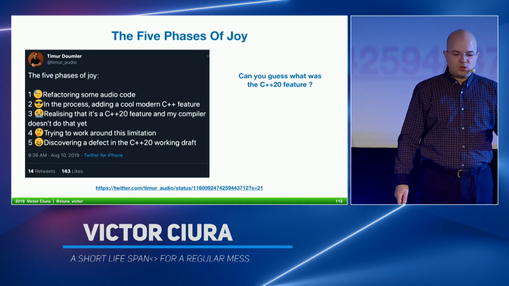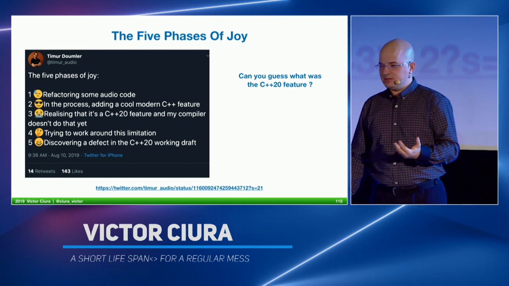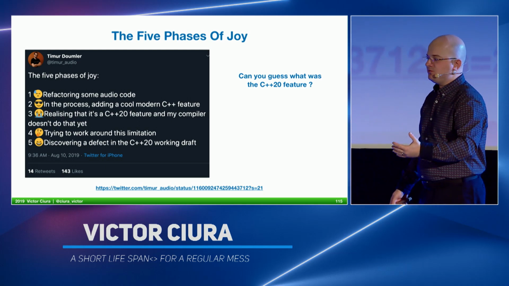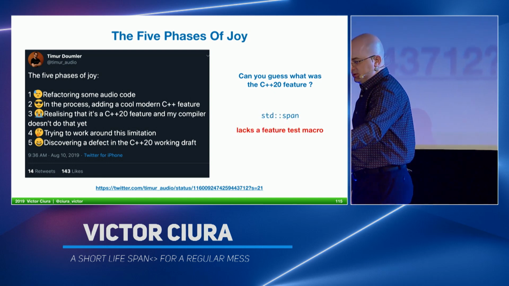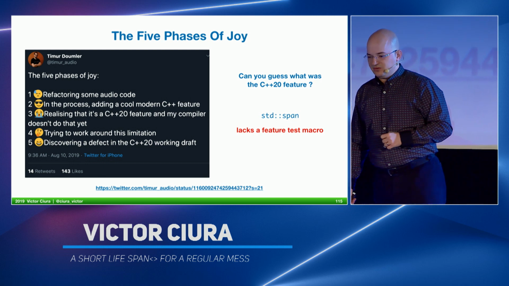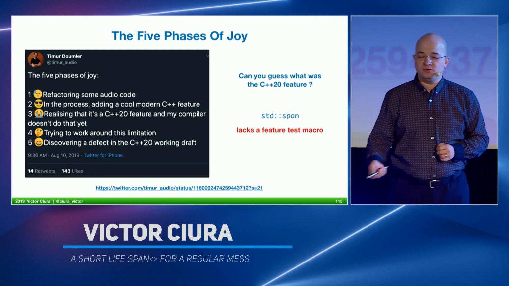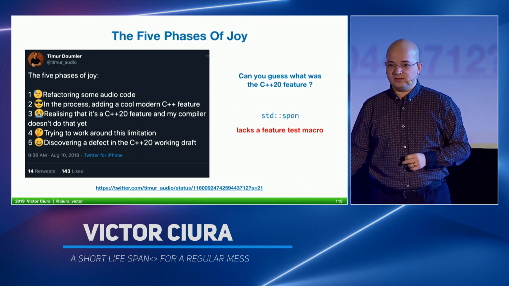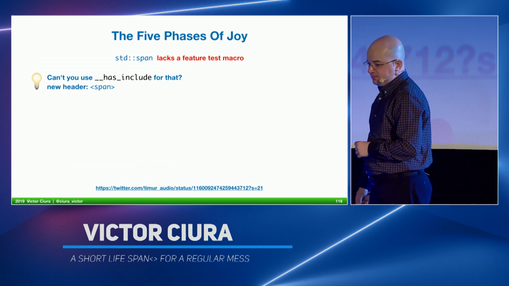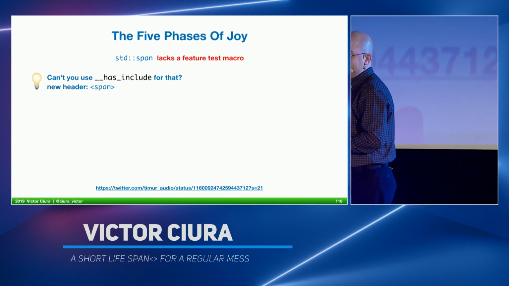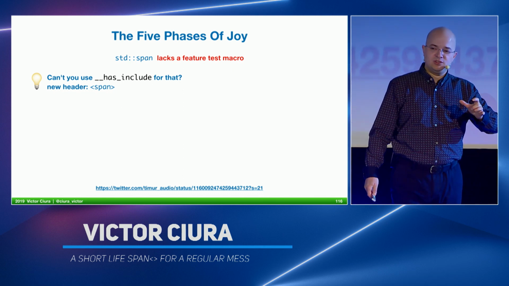But there are problems. It's not straightforward, at least not if you want a uniform usage. So you're guessing I'm talking about span here as the 5 phases of joy, because it lacks a feature test macro. I don't know how many of you have used feature test macros for other types, for other functionality in STL.